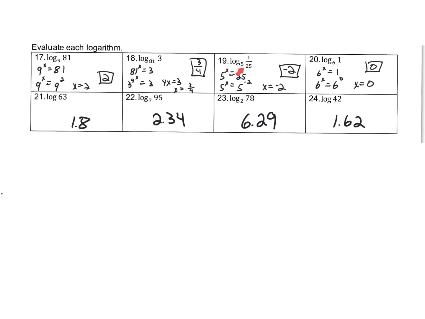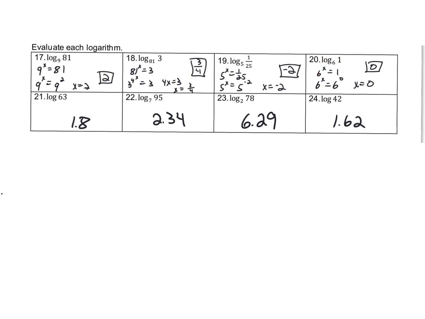All right, now this one, log base 5 of 1/25. We would write that in exponential as 5 to the x power equals 1/25. Well, 1/25 can be written with a base of 5 as 5 to the negative 2, because that's 1 over 5 squared, which is 25, so 1/25. Now with like bases, you can set the exponent equal to the exponent, so x equals negative 2, so that evaluates as negative 2.